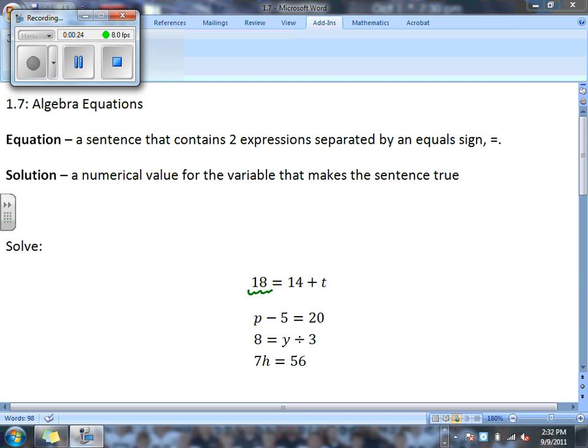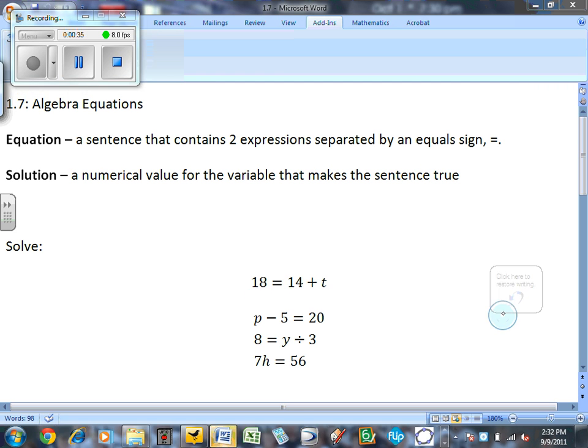So over here is an expression, has a number. And over here is also an expression, has a number, and it's separated with an equal sign, with a variable, right? So a solution to an equation is a numerical value for the variable that makes a sentence true. So the solution is whatever is going to make that sentence true. If we look down below in our first example, it says 18 equals 14 plus t. What number can we put into t to make the left side equal the right side?